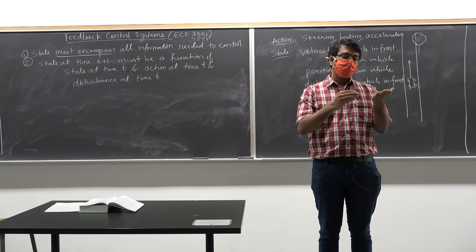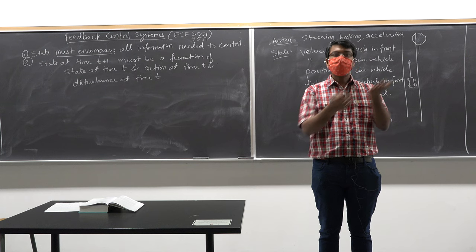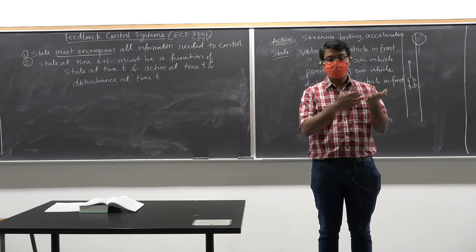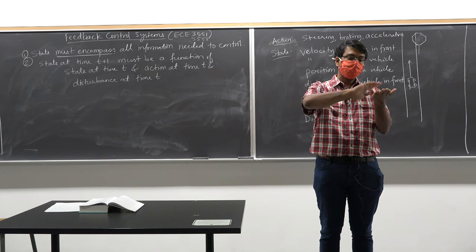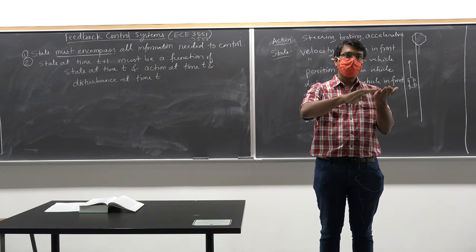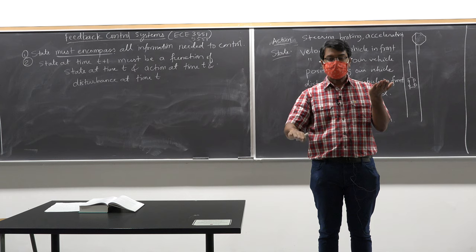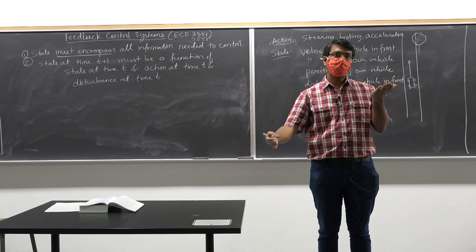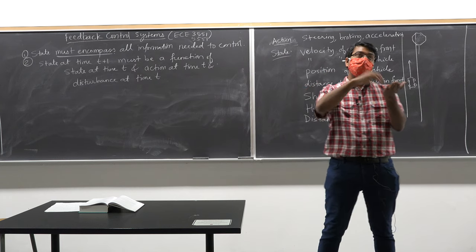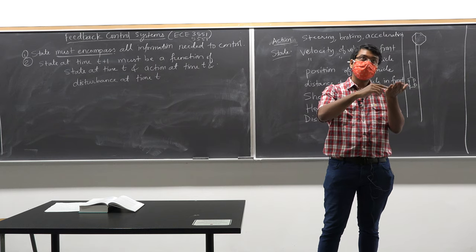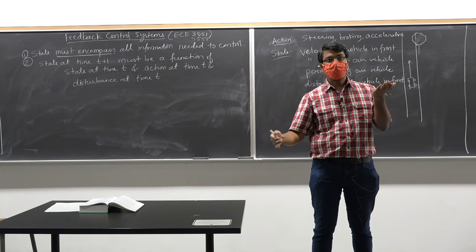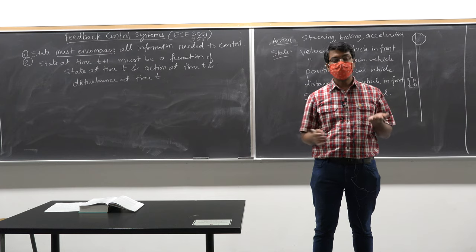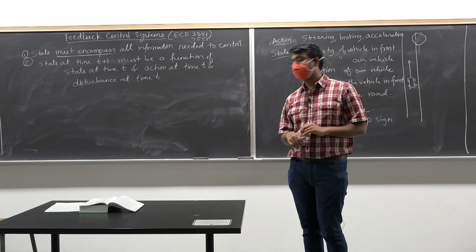That's called singular perturbation theory. So it's a singularly perturbed system. And then you come up with a controller for the fast dynamics, and you feed that into the controller for the slow dynamic system. No, you come up with a controller for the slow dynamic system, and then you feed that into the controller for the fast dynamic system. And that's how you design the control strategy. So we'll talk about it in the next class.